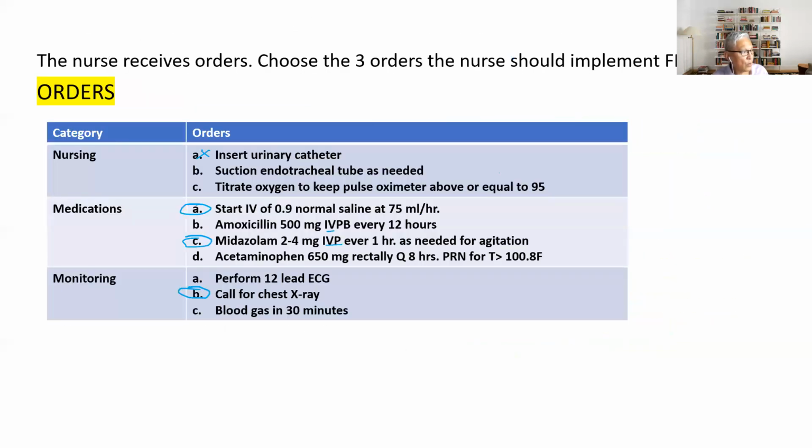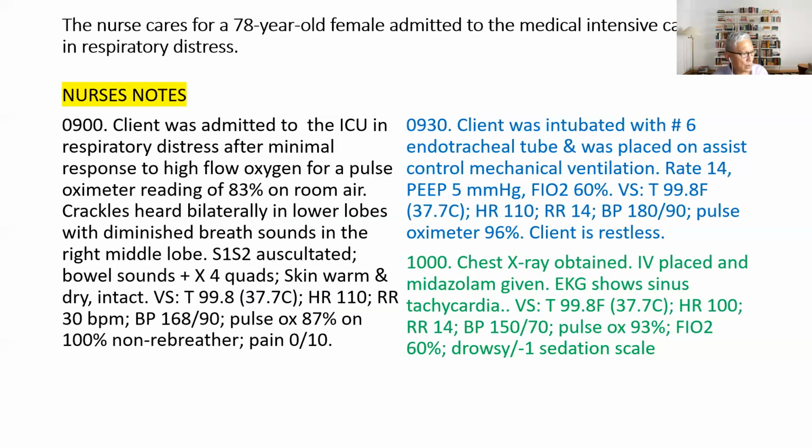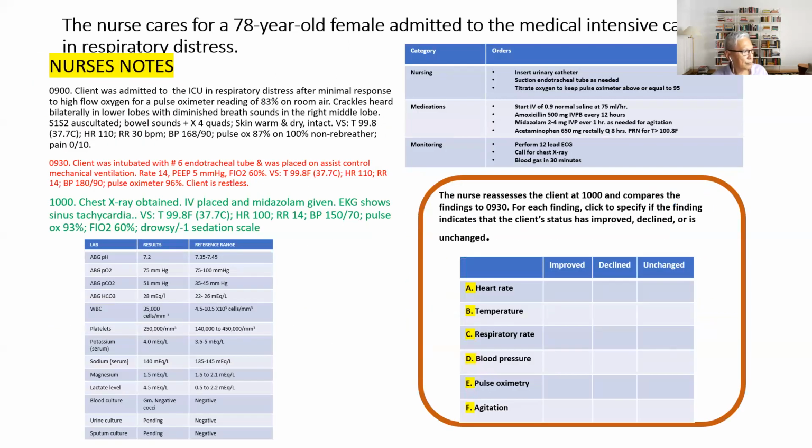All right, and now we're going to what happened over here? The nurse reassesses the client at 10 o'clock and compares the findings at 9:30. For each finding, click to specify if the finding indicates that the client's status is improved, declined, or is unchanged. Okay, so let's take a look at the heart rate. The heart rate over here was 110, and the heart rate is now 100. Is this improved, declined, or unchanged? Improved. Yes, this is improved.